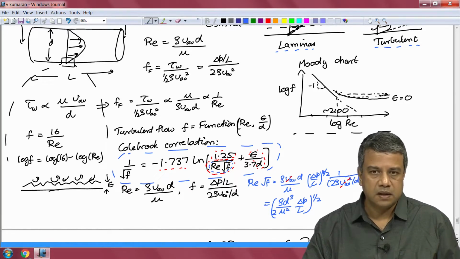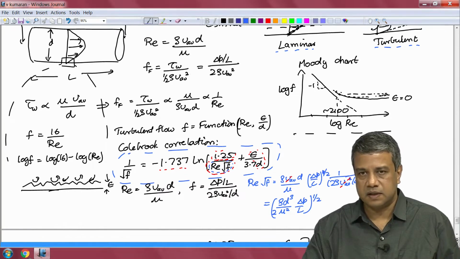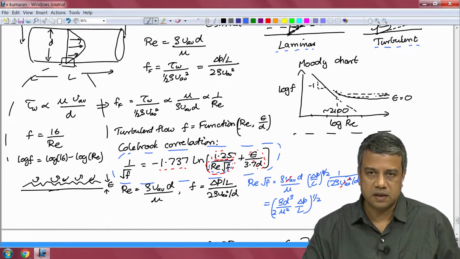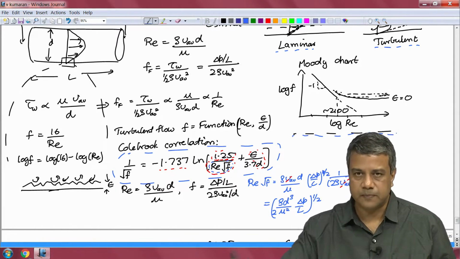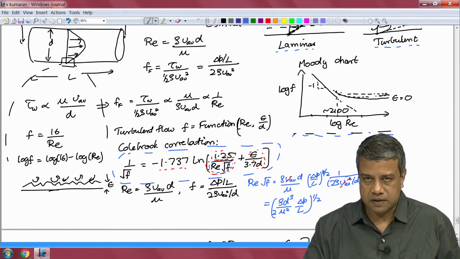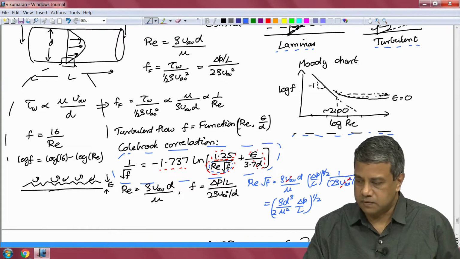For a laminar flow, just by dimensional analysis, if the density is not a factor determining the friction factor, then the friction factor necessarily has to be inversely proportional to the Reynolds number. And if you plot in a log-log graph the log of the friction factor versus the log of the Reynolds number, the line is a straight line with a slope of -1 for a laminar flow.